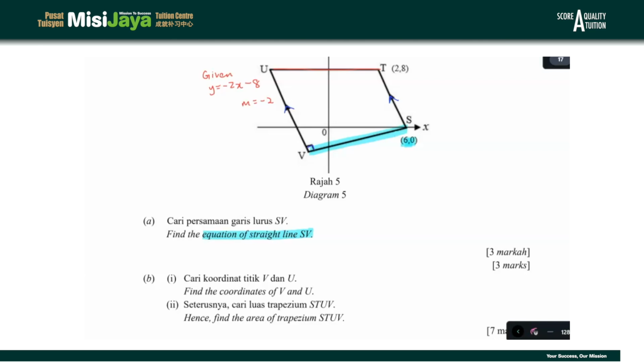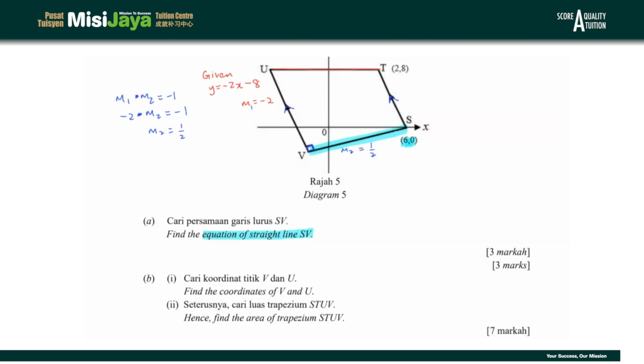So we are going to find the gradient for SV. See now, at point V there's a small little box here. The square represents what? It's perpendicular, right? 90 degrees. So we know that when it's perpendicular, m1 times m2 equals -1. Let's say this is m1, and this is m2. When m1 is -2, the dot means times, yeah? m2 equals -1 over -2, which is 1 over 2.